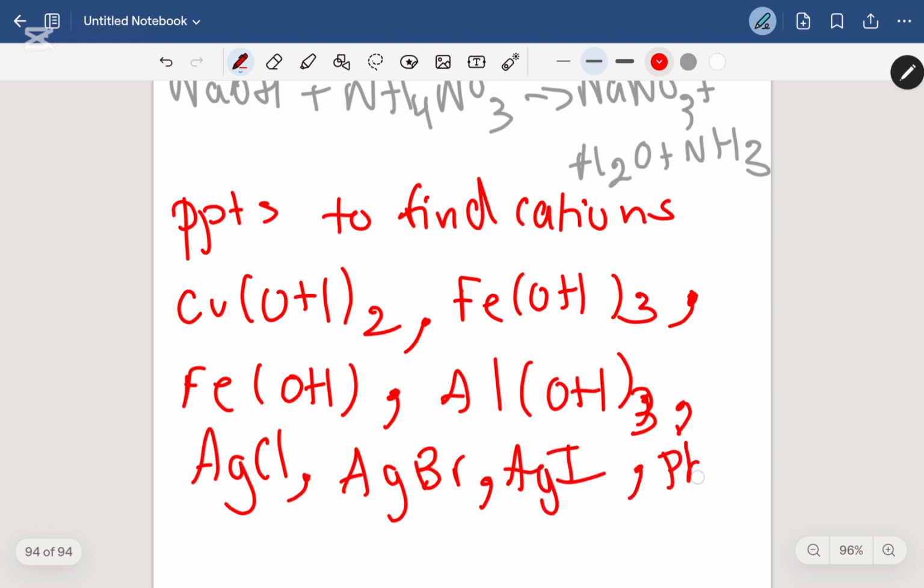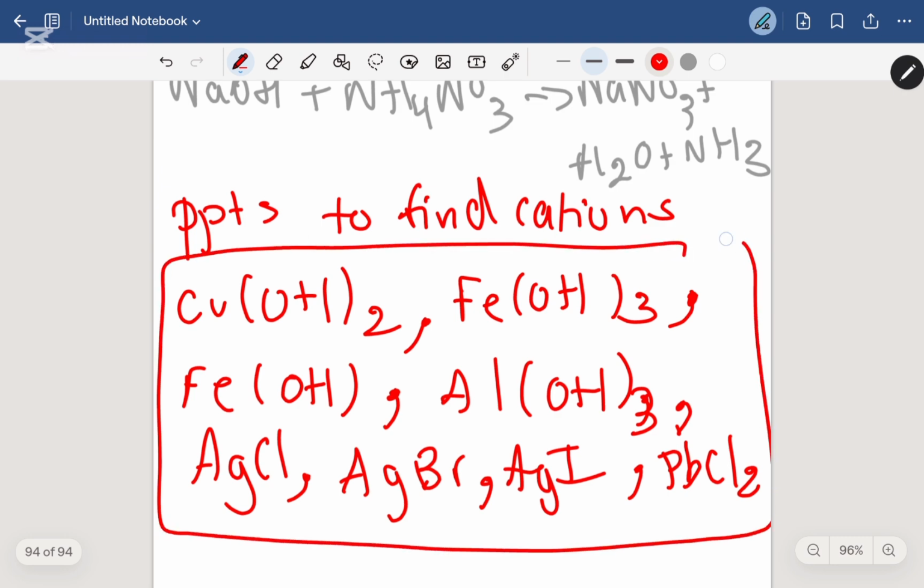And finally, PbCl, basically everything that is insoluble, that we used to find the flame test or the precipitate reactions. If you remember, like Fe3+ and Fe2+, it had a reddish brown precipitate. Yes, all of these we can use to find cations. Okay, this is just what we needed to know.